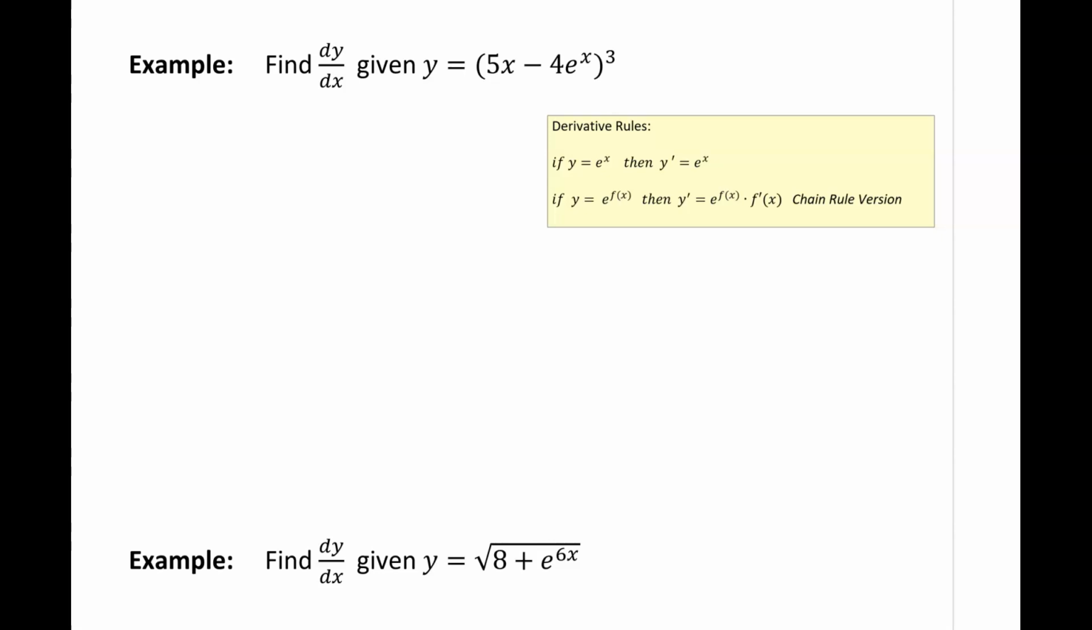Hi, welcome to a video on some derivatives of exponential functions. These couple of examples that we're going to do are going to involve the chain rule.